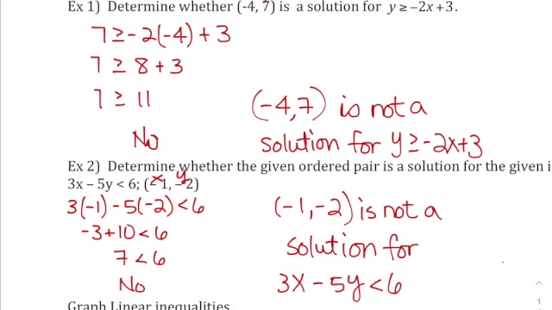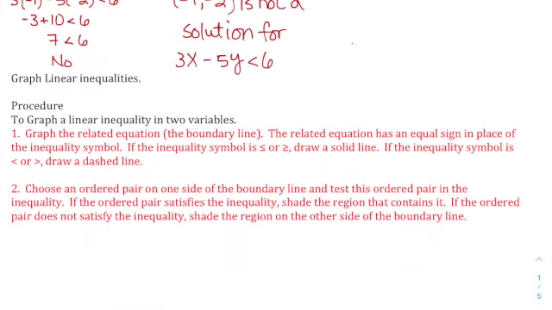Okay, going on to the next one. The next topic we're going to talk about is graphing linear inequality. The procedure to graph a linear inequality in two variables, that means x and y, or a and b, depends on what the problem gives you. Number 1, graph the related equation, the boundary line. The related equation has an equal sign in place of the inequality symbol.